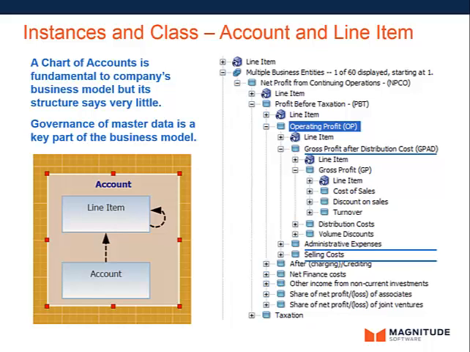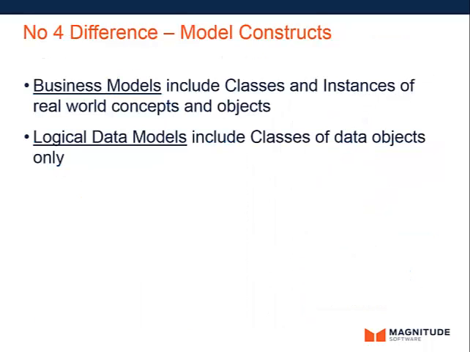It's documented in the company's accounts and published in the annual report and managed by the management of the business. So the governance of this master data is also really part of the business model. It's what makes it that company. Okay, so business models include the classes of things and the instances of the real-world concepts and the objects that they're about, whereas logical data models only have the classes, the structure of the data.